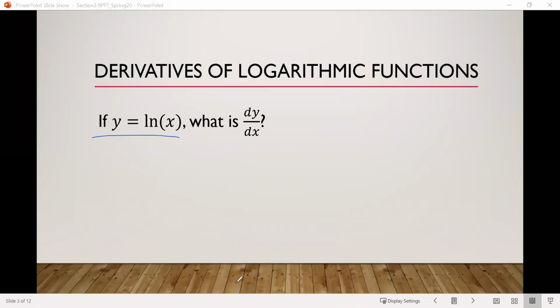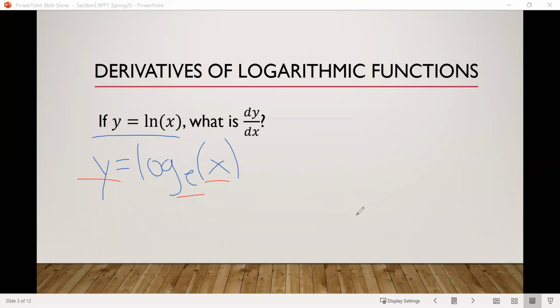Now remember, logarithms have to do with exponents. One way to write this is y equals log base e of x, because that's what ln means. And remember, what logarithms are saying is: what power do we have to raise the base to in order to get the number on the inside? So basically, what power do we have to raise e to get x, and the thing on the other side is the answer to that.